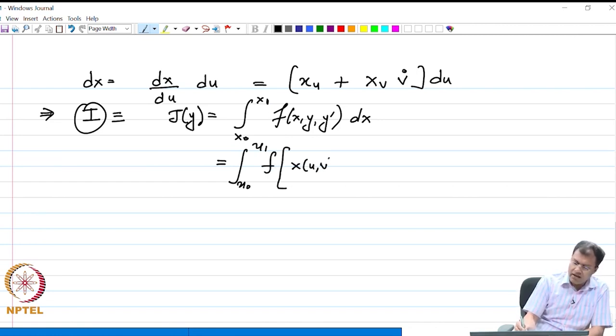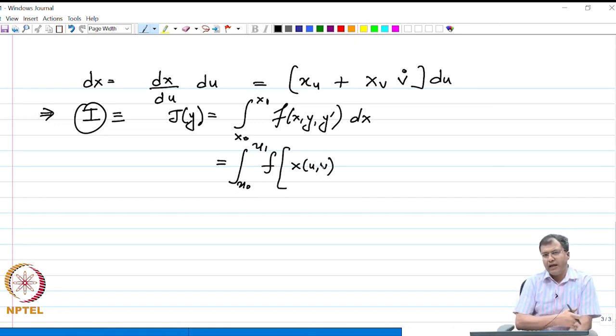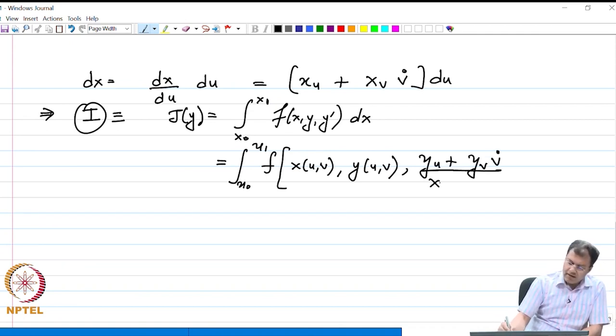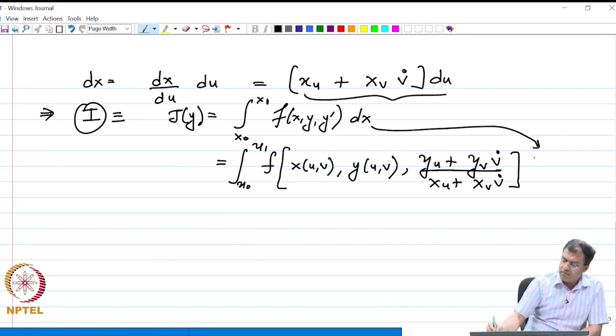my x is a function of u and v. So, we directly apply the coordinate transformation rule. Instead of x, we use the rule x of u, v; y is also a function of u and v; and my y prime, which is dy dx, is found to be y u plus y v v dot divided by x u plus x v v dot, okay. And then finally, my dx is found above, which is also equal to x u plus x v v dot times du, right.